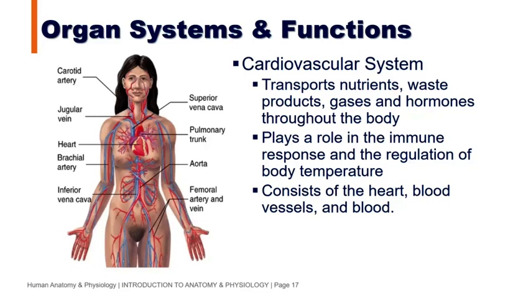Cardiovascular system helps to transport nutrients, waste products, gases, and hormones throughout the body. And it plays a role in the immune response and the regulation of body temperature. It consists of the heart, the blood vessels, and the blood. So you have here your carotid artery, then you have your jugular vein, then you have your superior vena cava, pulmonary trunk, heart, brachial artery, then you have your aorta, and you have your inferior vena cava and femoral artery and vein.